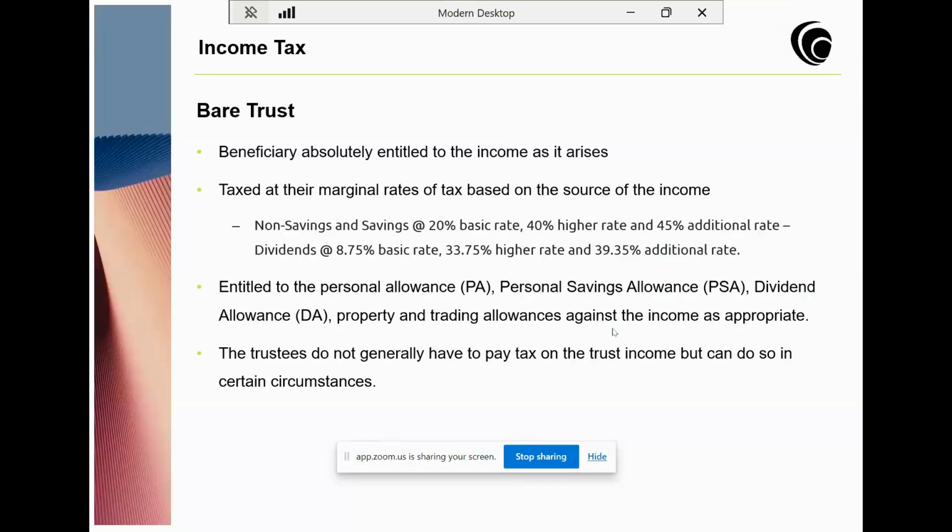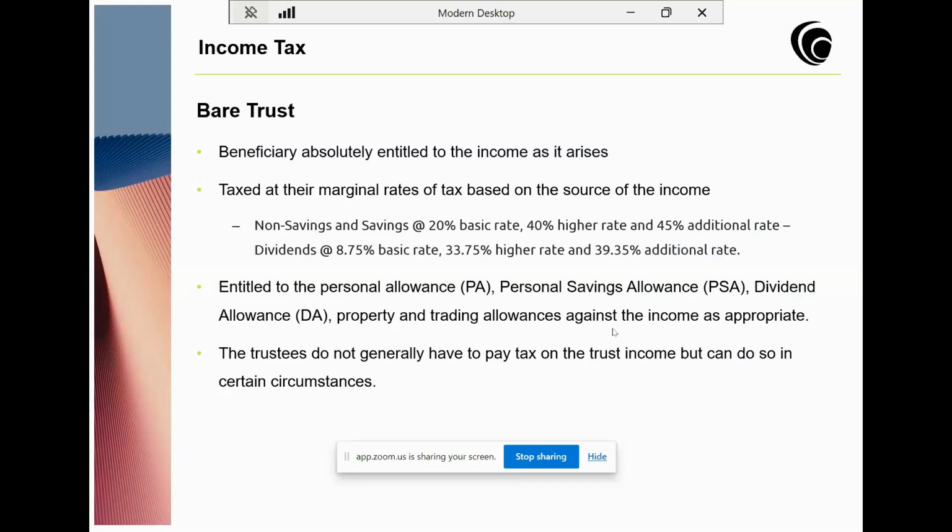We start with bare trusts. As I mentioned, the beneficiaries are absolutely entitled to the asset, so they're taxed on the income as it arises, and liable. They need to report it directly as if it was held by them legally and taxed on it at their marginal rates of tax.